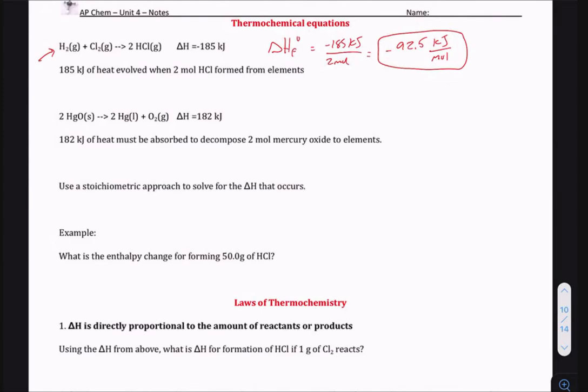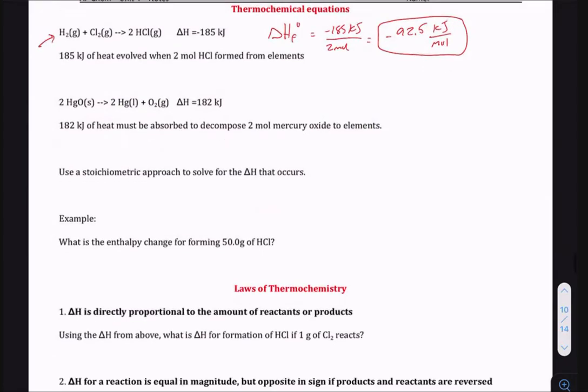Okay, another example. Mercury oxide is shown here to decompose. Here's the delta H for this. 182 kilojoules of heat must be absorbed to decompose 2 moles of mercury oxide to its elements. Now, it says endothermic, the sign is positive, right? So think about that. We're breaking apart a compound, it's absorbing energy, okay. Use a stoichiometric approach to solve for the delta H that occurs.